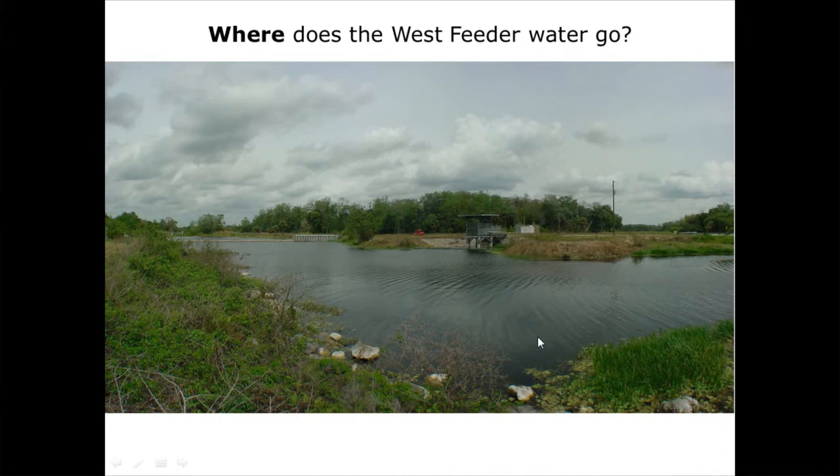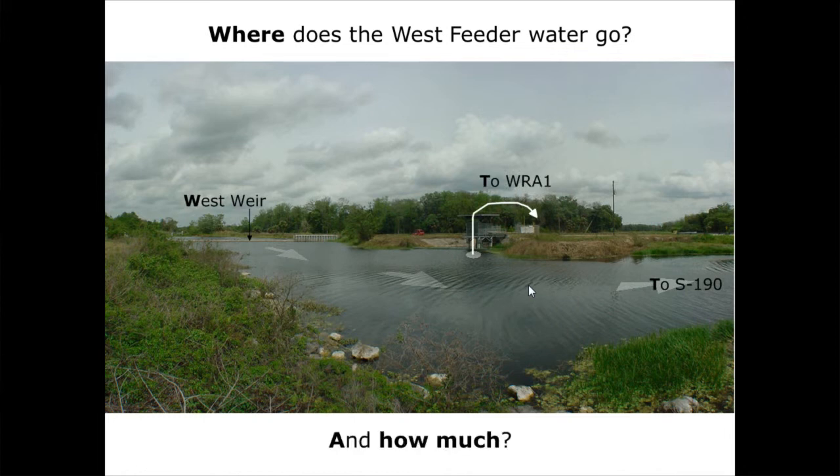So back up at the west weir, there's the west weir, and here's the diversion area structure for water resource area 1. So the water goes in two places. One, it goes to the S190, and the other, it goes to water resource area 1 through that pump station.